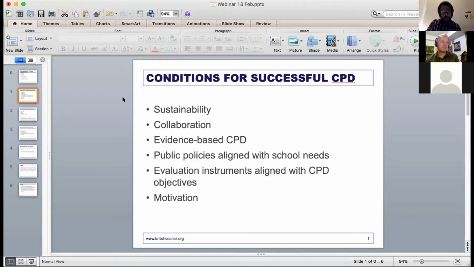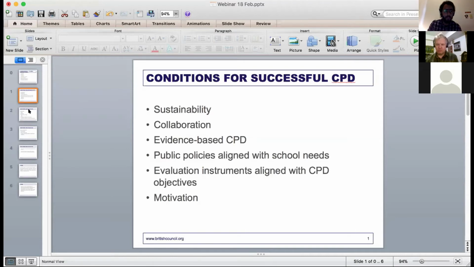And then out of the 6 or 7 tables we had in our first workshop, the discussion that drew the most attendees was the one on monitoring and evaluation. One of the main concerns or challenges is to have evaluation instruments that are aligned with the objectives of the CPD programs we take part in. And then finally, a recurring topic in any conversation about CPD is motivation, how to be motivated to engage and how to motivate others to engage in CPD.